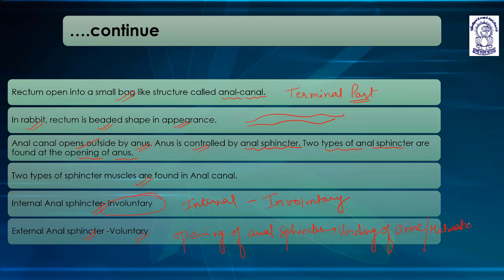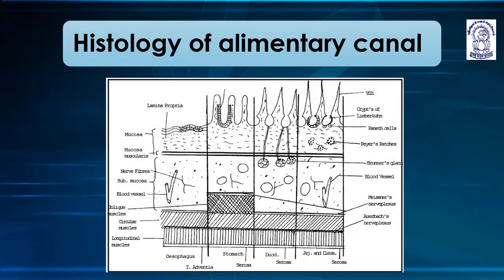Okay, now coming to next. This is the histology of the alimentary canal. The histology part, and the questions on it, have been part of the NEET exams every time. This part is quite confusing, but with the help of this diagram, I'll try to make it simple for you.